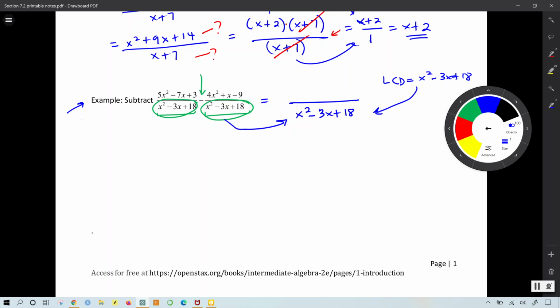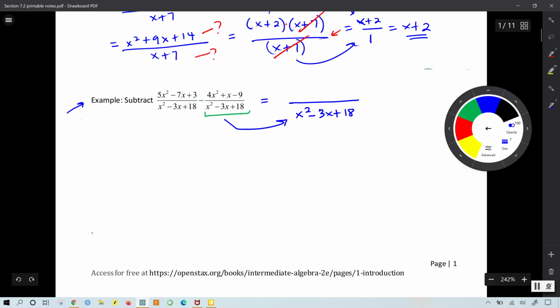And with that said, we are ready to focus on the top numbers, in which case we are ready to add 5x squared minus 7x plus 3 minus 4x squared plus x minus 9. So let's proceed to do that. So we have 5x squared minus 7x plus 3 minus 4x squared.